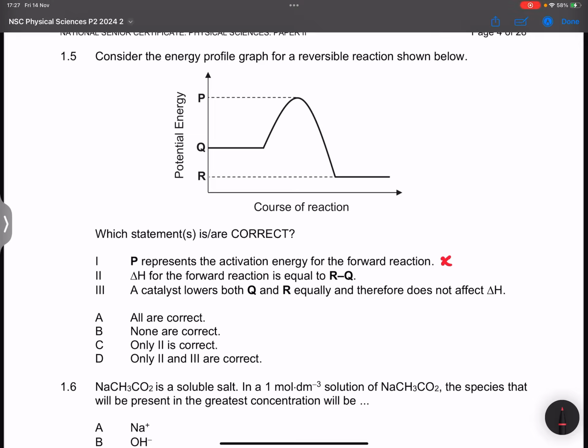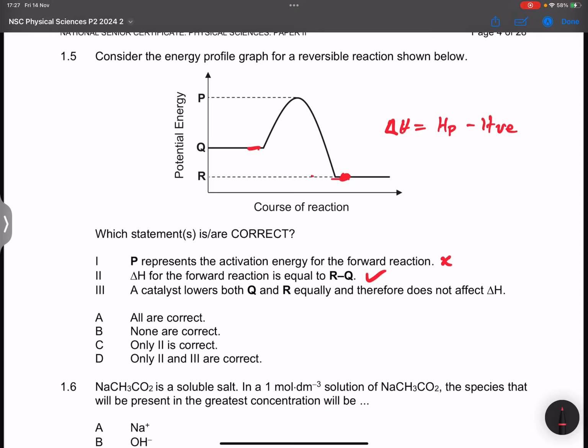So delta H for the forward reaction is equal to R minus Q. So let's see that. That's the energy of the product. Remember, delta H is the energy of the products minus the energy of the reactants. So the products, that's R, and the reactants is Q. So that definitely would be R minus Q. And we expect delta H to be negative. So statement 2 is correct.